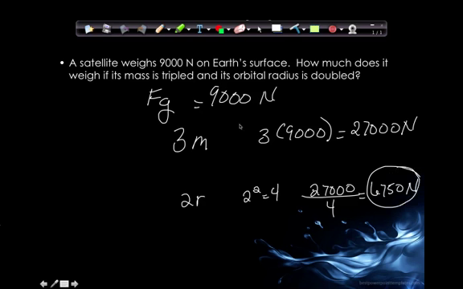Whenever you're looking at the radius, you have to square that factor and then divide it if it's increasing. So if my radius increases, my force of gravity should decrease, so I'm going to divide. If my radius were to decrease, then my force of gravity should go up, and I would multiply it.